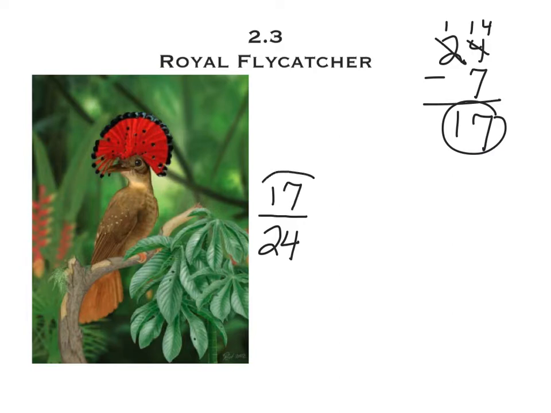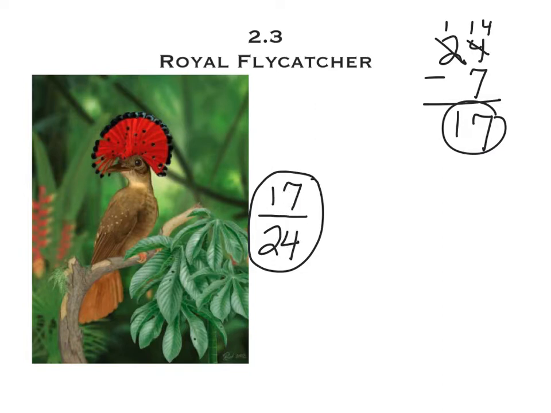So here's what you've got. You've got 17 24ths. I always tell my students you can say fractions in 2 ways. 17 24ths or 17 out of 24. Because this is how many you have left out of the original 24.